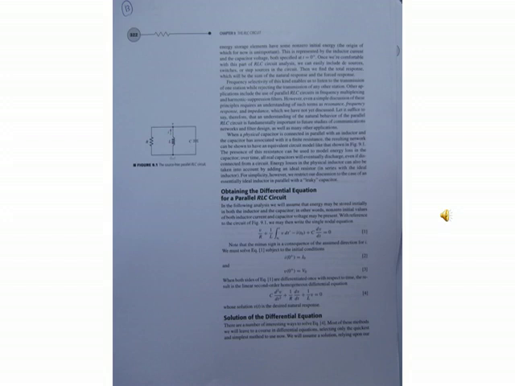So there are two equations. The first equation is the integral equation, and the second equation is a differential equation: C d2V by dt square plus 1 by R dV by dt plus 1 by L V equal to 0. We have to solve this differential equation to get V(t). The solution V(t) is the desired natural response.